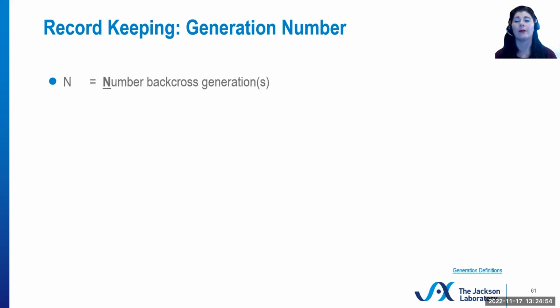Let's talk a bit more about generation numbers. Typically, N is used to track the number of backcrosses, and this reflects relative genetic contribution of the inbred strain to the current strain. F is used to track the number of brother and sister matings. This is important for pedigreed colonies.